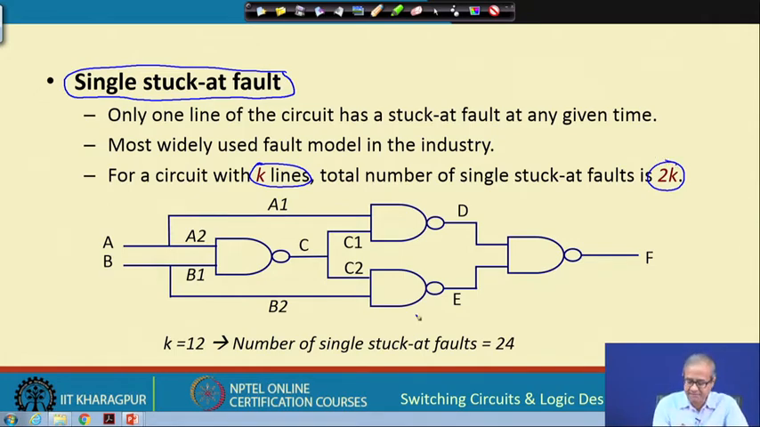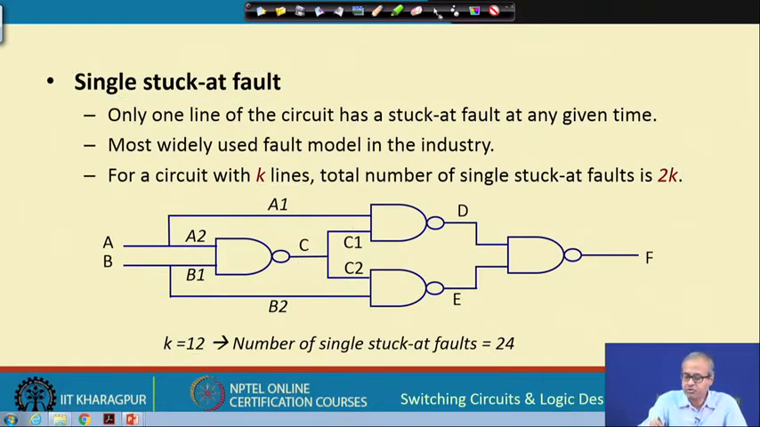Let us take a gate level netlist here. This is the NAND realization of the XOR function. You see, here there is a fan out and here also there is a fan out. You count the number of lines: 1, 2, 3, 4, 5, 6, 7, 8, 9, 10, 11 and 12. So, k is 12. Because k is 12, total number of single stuck at faults can be 2k or 24. Simple.